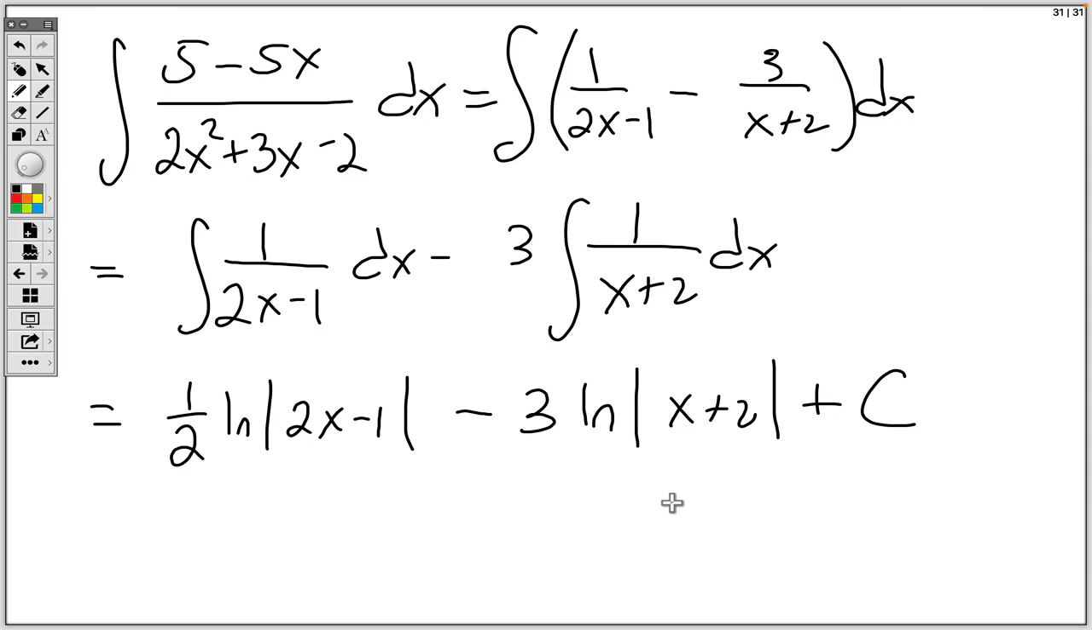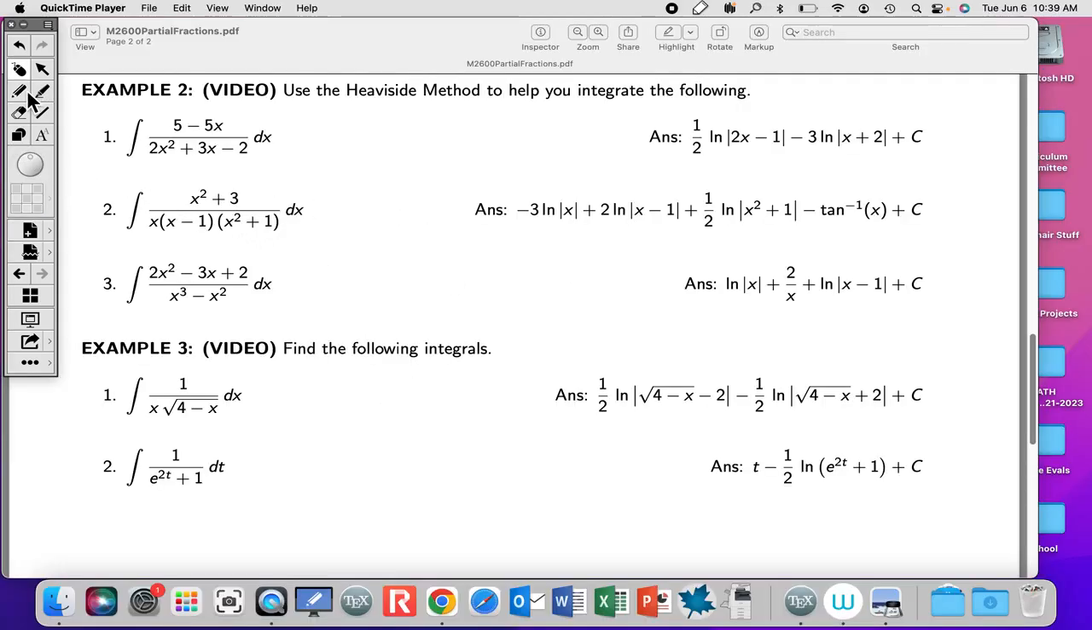So once again, the Heaviside method is just a more efficient way. You know, it's kind of like tabular integration. It's sort of a shortcut way to get the coefficients in certain situations. Let's take a look at this next example.